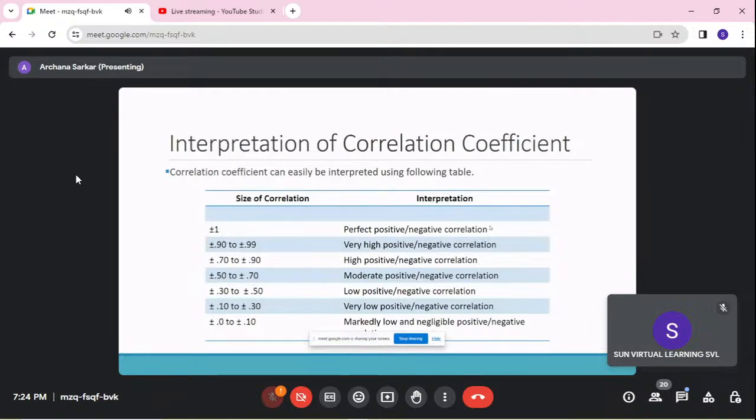So again, if the values range on the upper side, plus 1 or minus 1, you can say there is a positive or negative relationship. But if it is zero, then you can say there is no relationship between those variables.